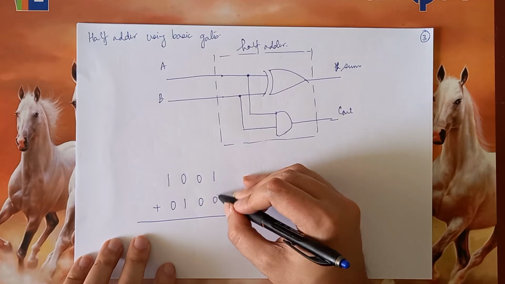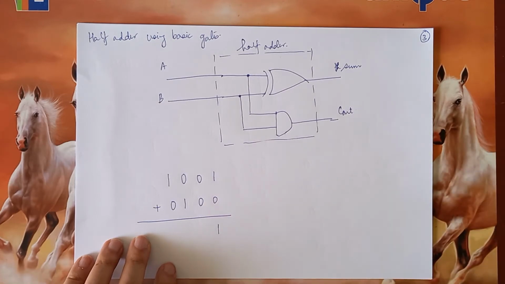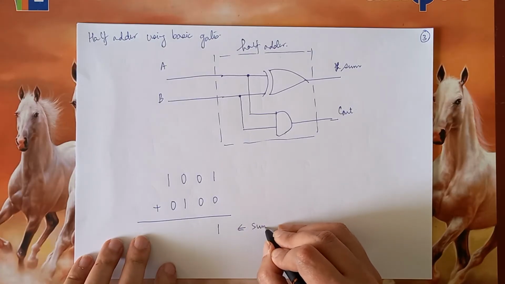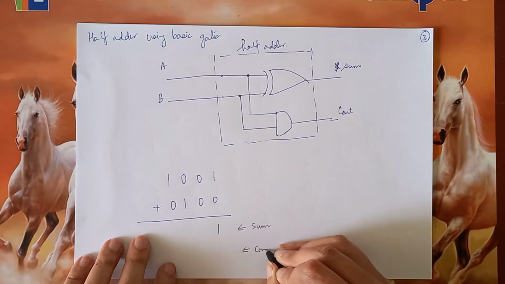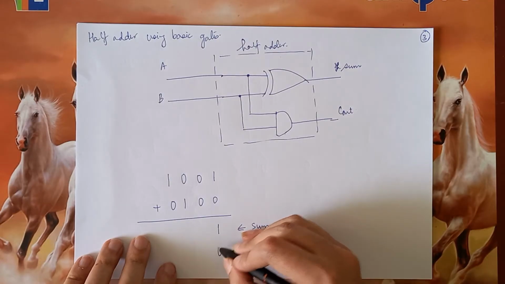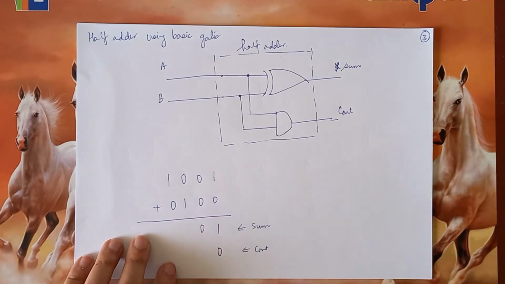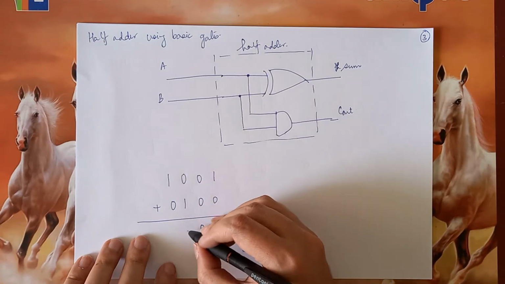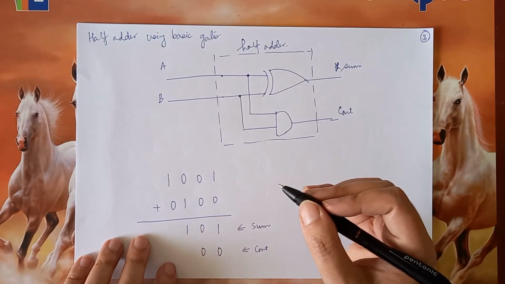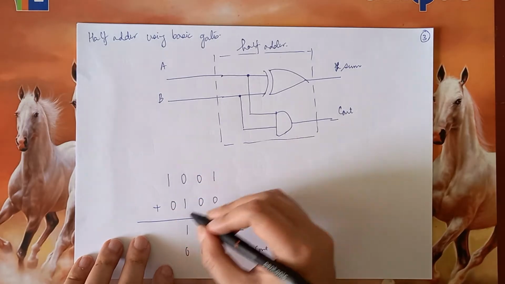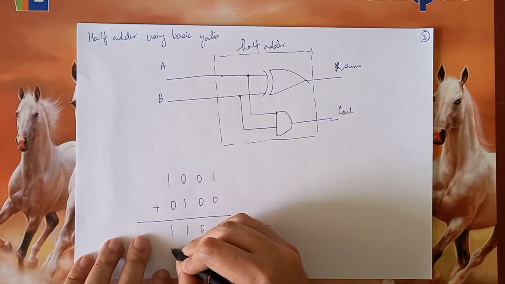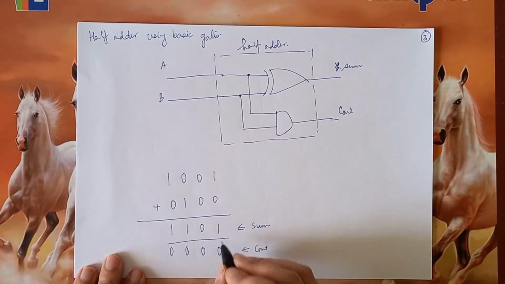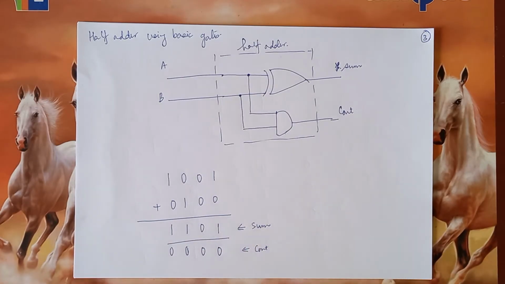So let us see how a half adder can be used in practice. So here we will say 1 plus 0 is 1. Carry is 0. Here 0 plus 0, sum is 0, the carry is also 0. Here 1 plus 0, 1, carry is 0, and 1 plus 0, 1, again the carry is 0. So this is how we get the answer. This is how we can do addition.